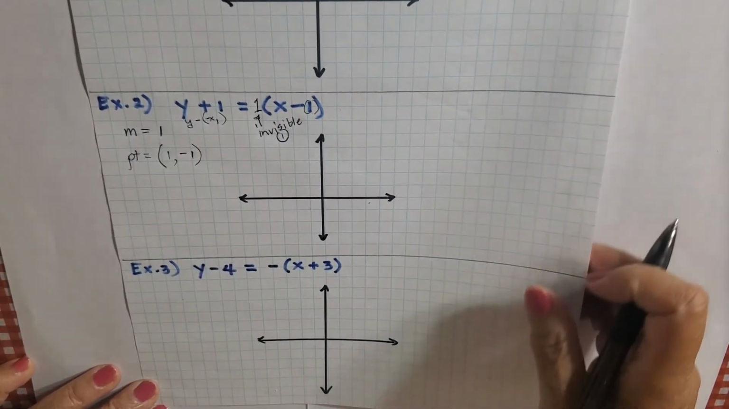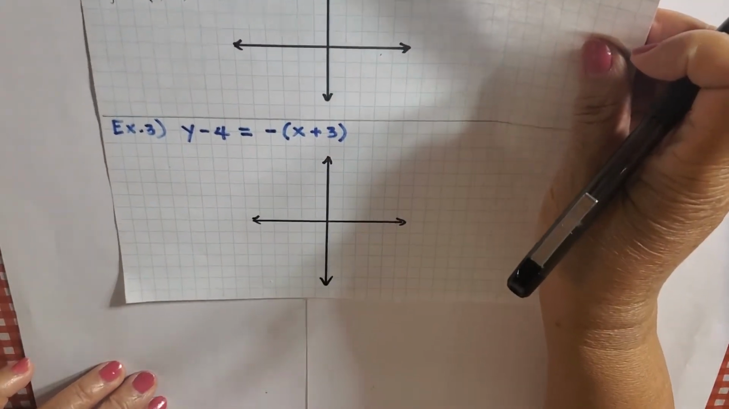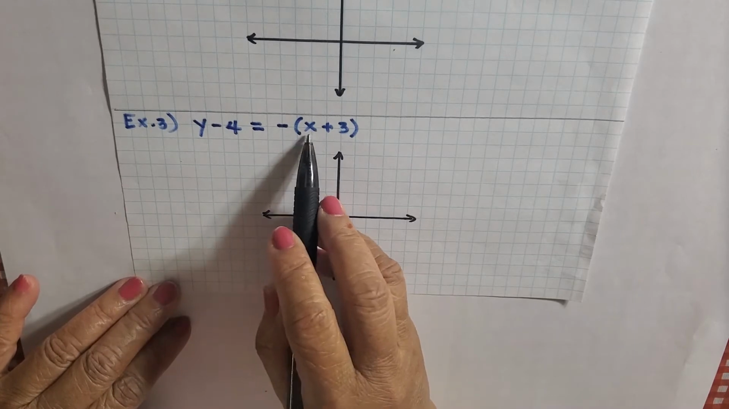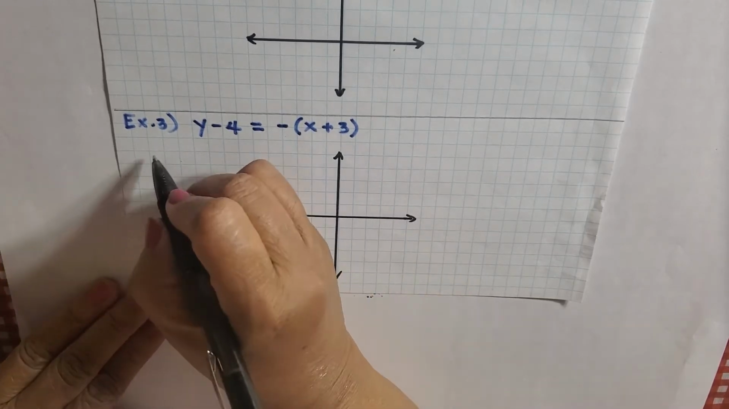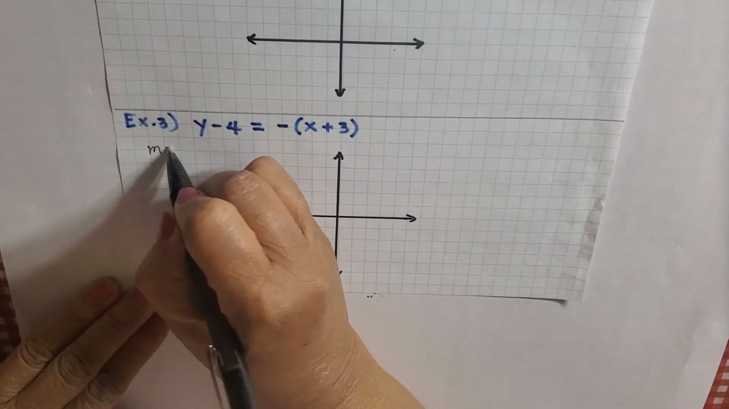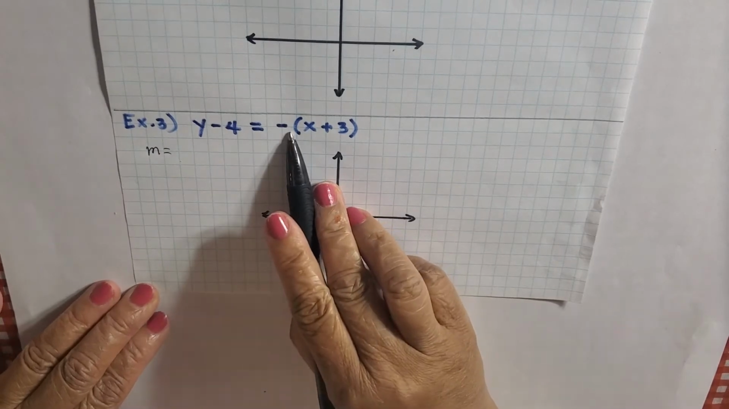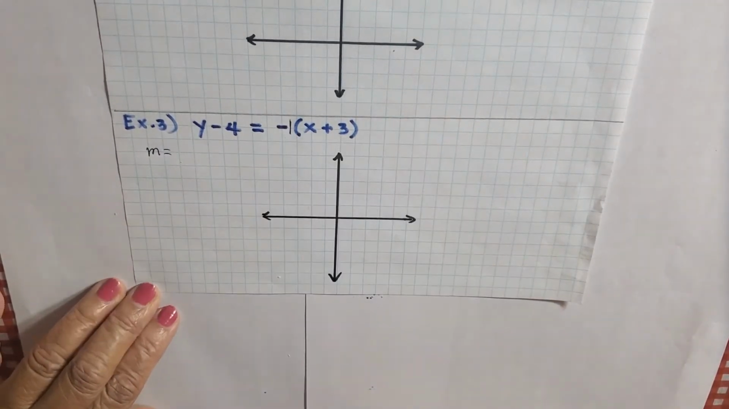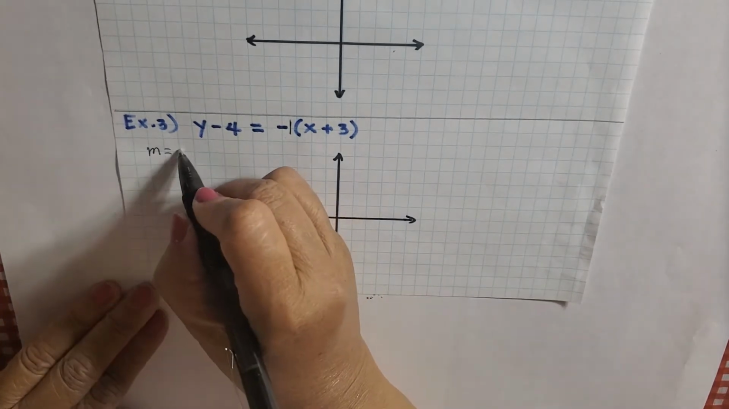Okay? Now how about the third situation? I have y minus 4 equals negative x plus 3. Okay? Let us begin with the slope. Oops, there's no number there. But you see a negative, we will insert 1 because there is an invisible 1. So your slope is a negative 1.